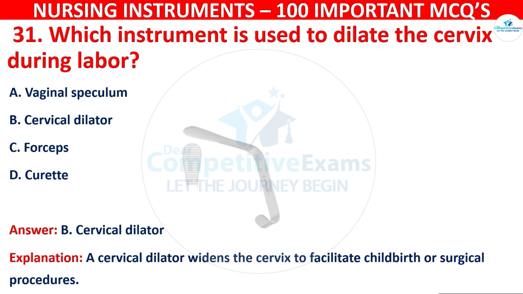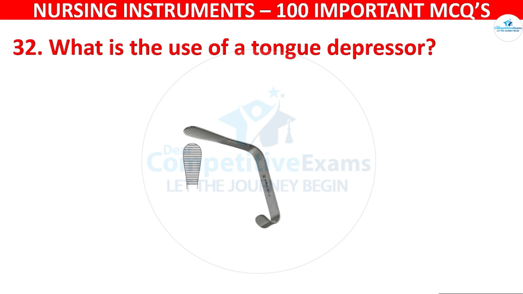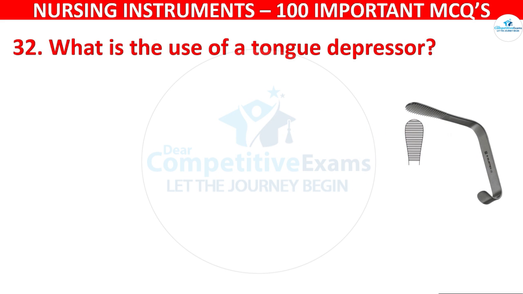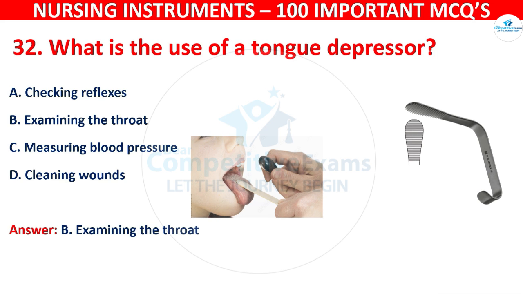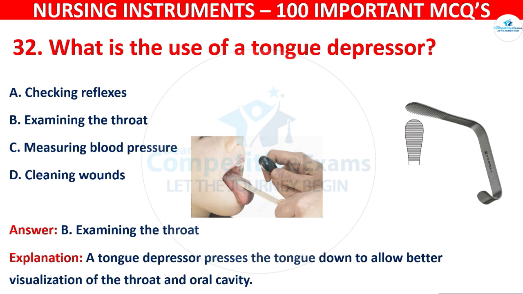Question number 32. What is the use of a tongue depressor? Your options are checking reflexes, examining the throat, measuring blood pressure, or cleaning wounds. The correct answer is B, that is examining the throat. A tongue depressor presses the tongue down to allow better visualization of the throat and oral cavity.